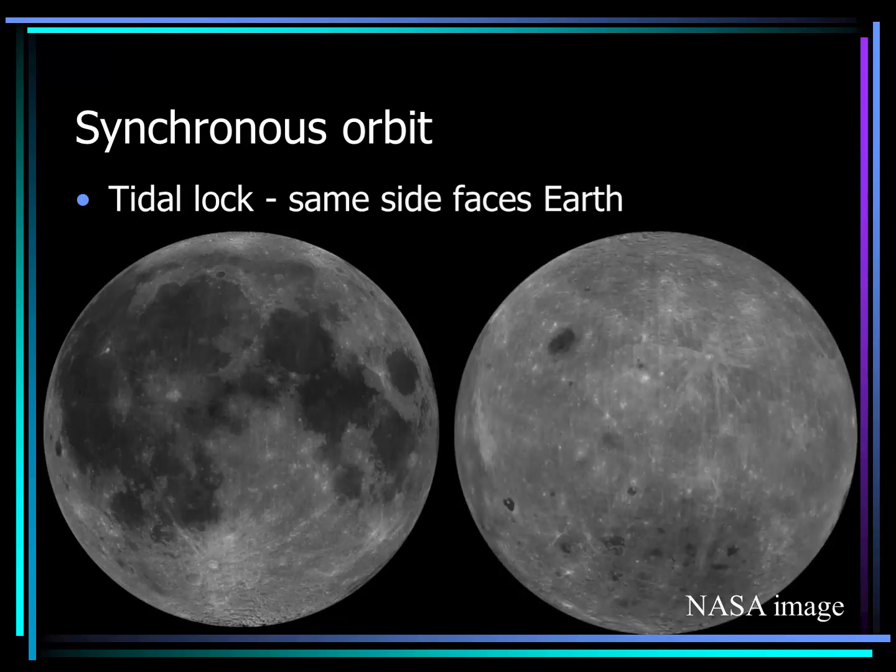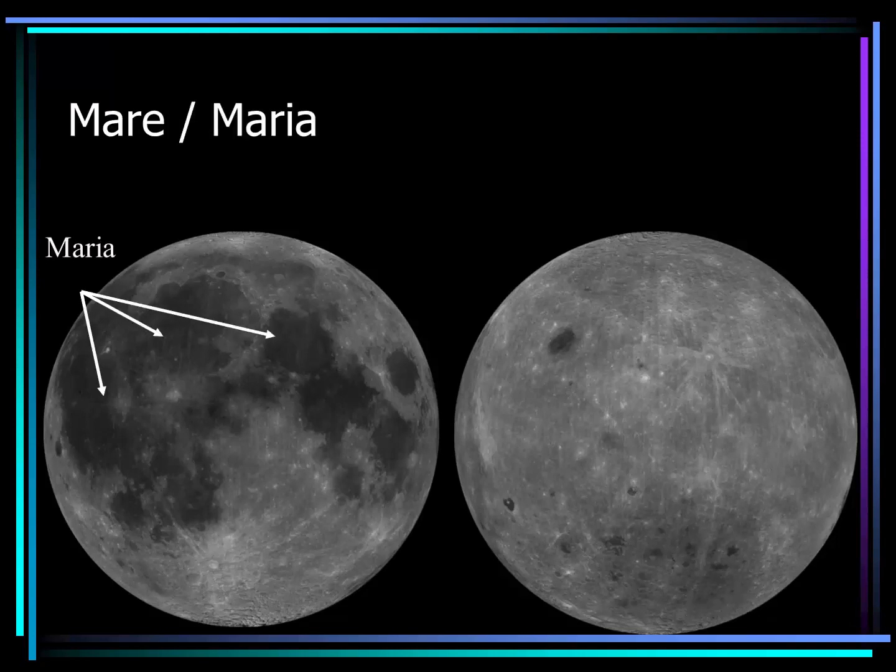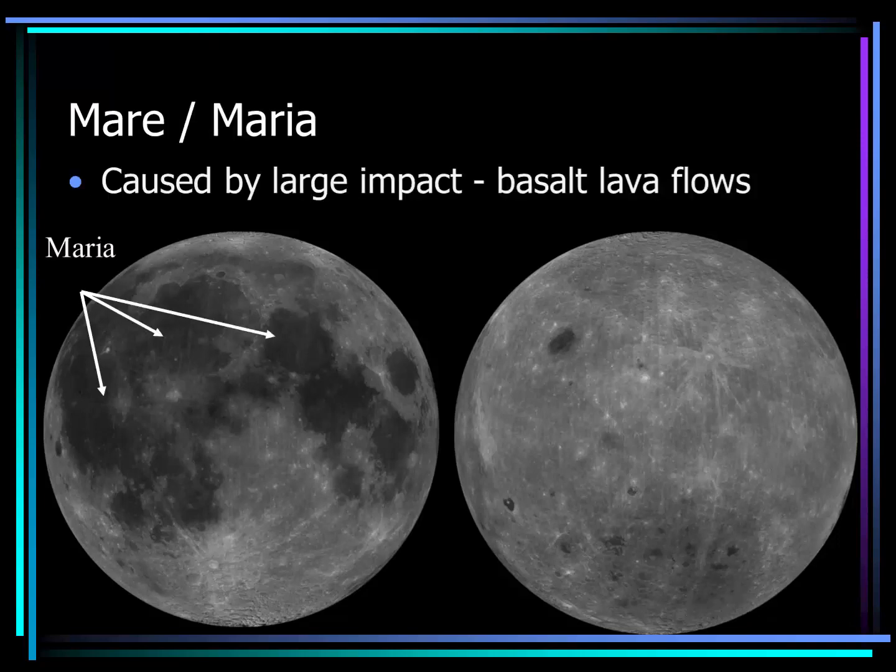So, what does the backside look like? Remarkably, it's very different. We notice that the near side is covered with the dark maria, and the far side is absolutely covered by craters. So a word about the maria. They were likely caused by very large impacts. After these early impacts, molten material, or basaltic lava, rose to the surface and resurfaced this area of the Moon.